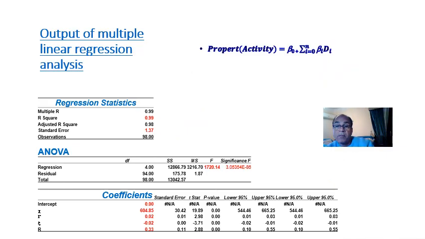The output of multiple linear regression analysis is three tables: regression statistics table, ANOVA table, and regression coefficients. The given mathematical model includes two groups of parameters: the calculated descriptors D and the regression coefficients beta.